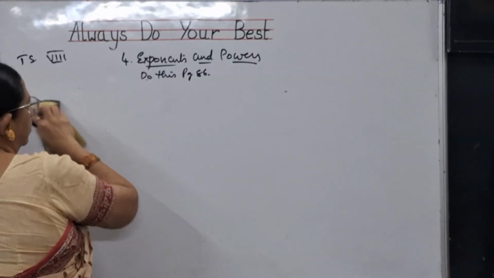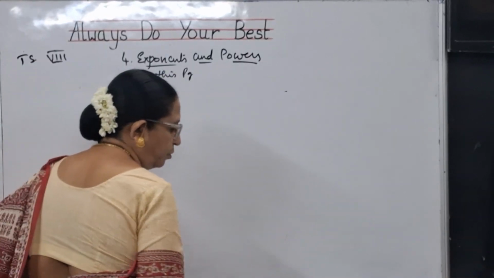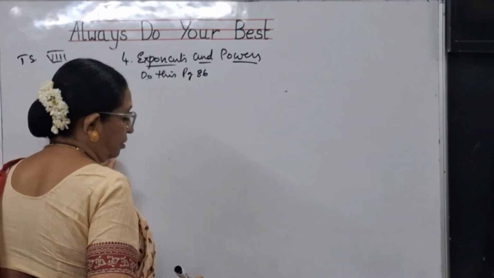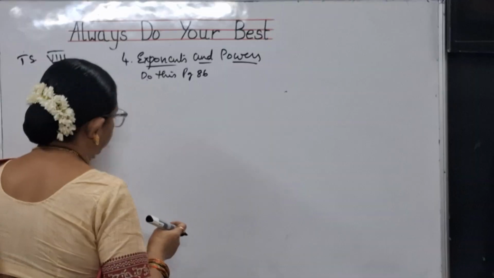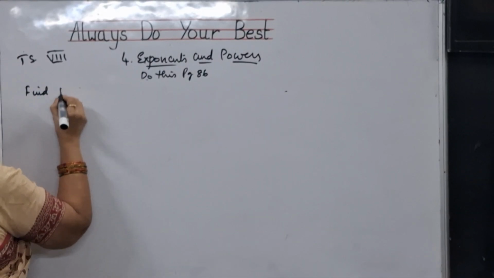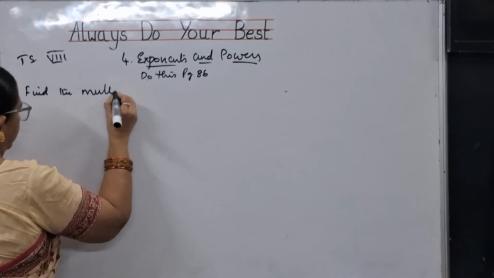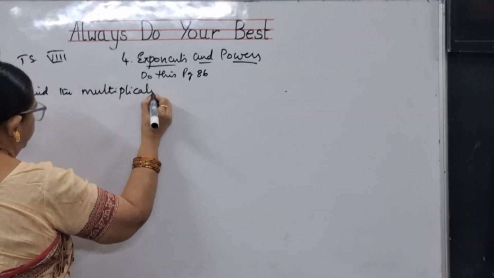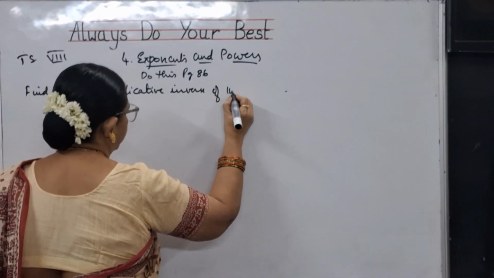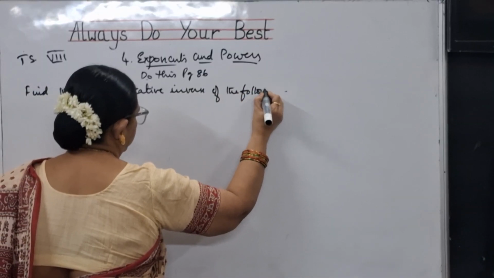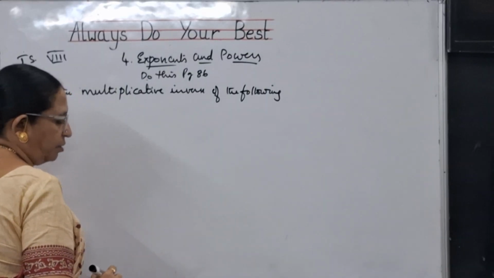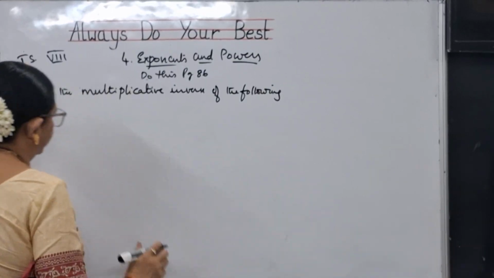Now you have another "Do this" on the same page 86. What is it? Find the multiplicative inverse of the following. What is the multiplicative inverse of this? The first one is 3 to the power of minus 5.